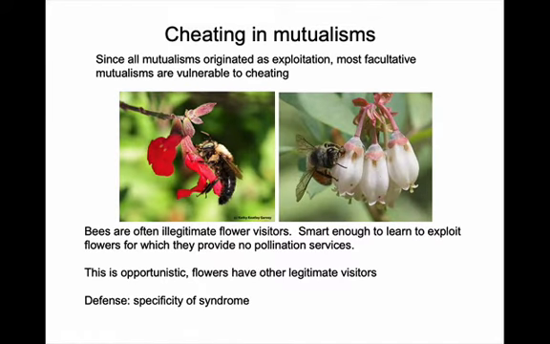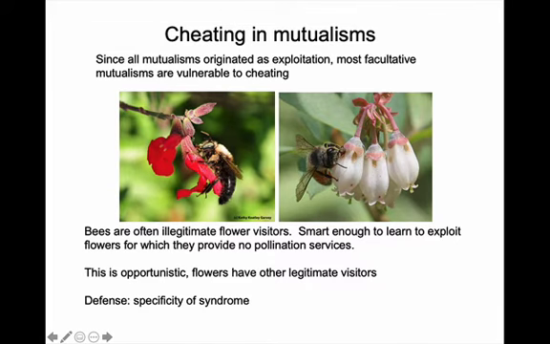Okay, so since mutualisms originated in exploitation, that suggests that there may be cheating involved occasionally, and that's certainly the case. So facultative mutualisms in particular, where there are loose groupings of organisms that gain a benefit but don't rely on each other, they're particularly vulnerable to cheating. And here's a couple of examples.